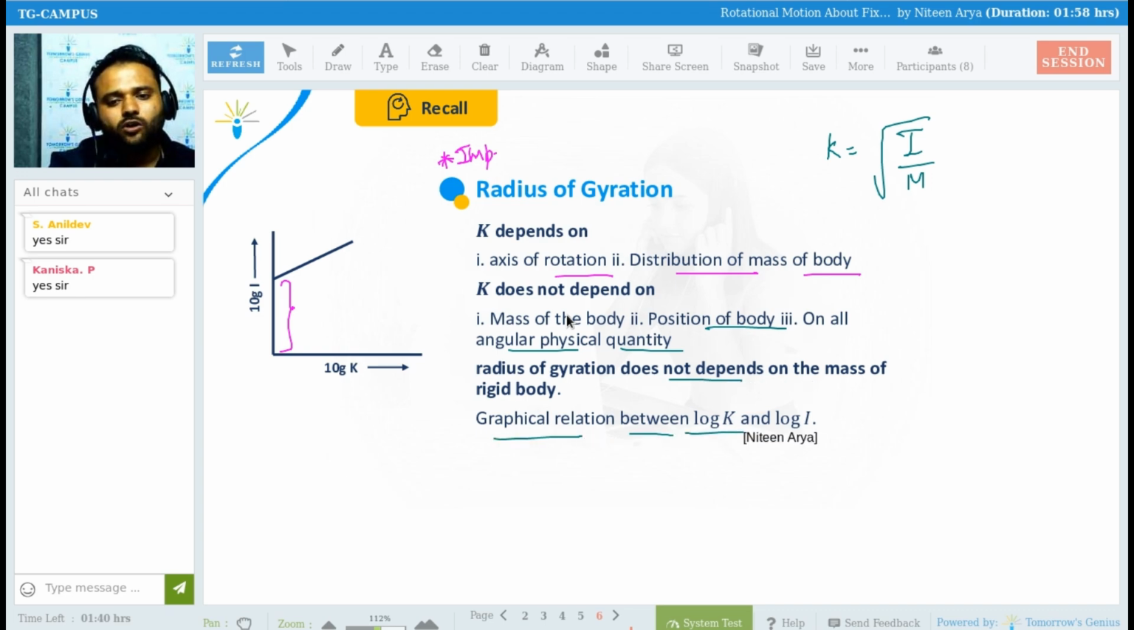The graphical relation between log k and log I is like this. Initially, at the 0 point, you can get the log I if you put log of k as 0. Okay. Now in the next slides, we are going to see the important diagrams, or you can say points, about the dynamics of rotational motion about a fixed axis.